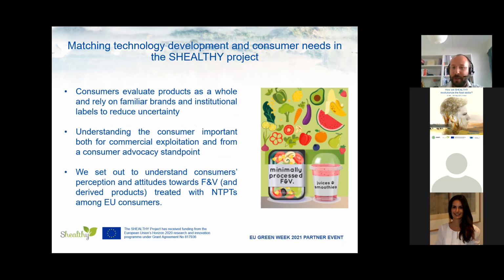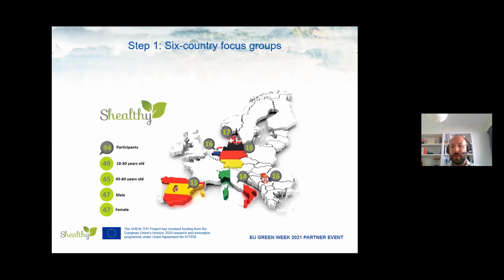So with this background, we set out within the SHEALTHY project to understand a little bit better how consumers perceive fruit and vegetables treated with non-thermal processing technologies. This was a very collaborative work, together with the other EU partners, so you will see that the activities span across several countries as well.